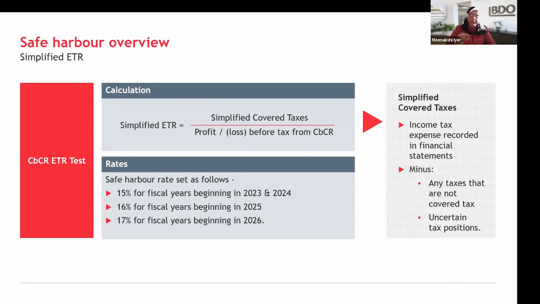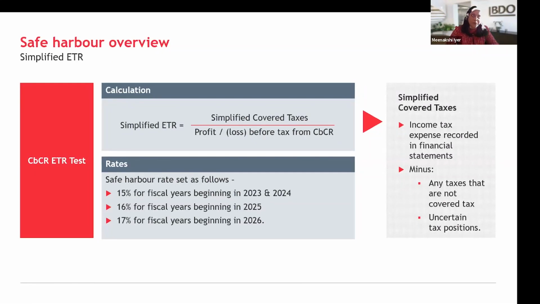And if this ETR is less than 15%, so the rates are different for different years. It's 15% for fiscal years beginning 23-24, 16% for 25, and 17% for 26. Then, if the ETR using this calculation is more than these numbers, then you can rely on the safe harbor. Sorry, not less than.